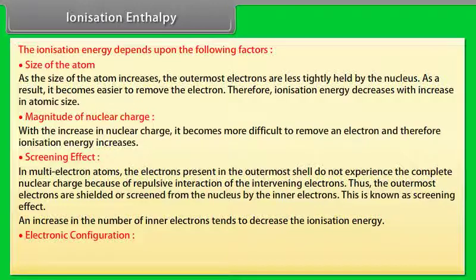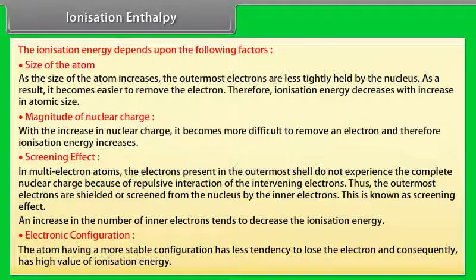Electronic configuration. The atom having a more stable configuration has less tendency to lose the electron and consequently has a high value of ionization energy.